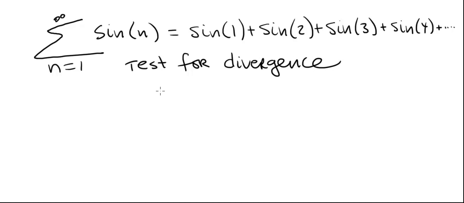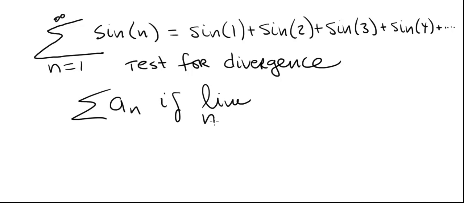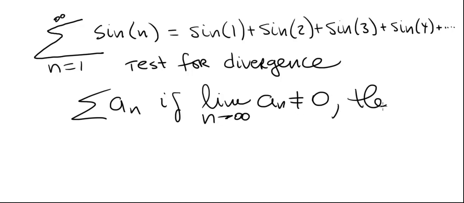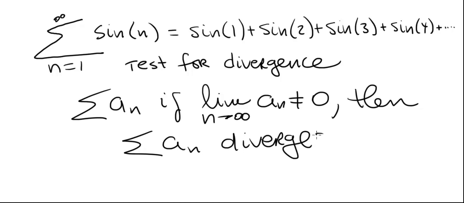What is the test for divergence? Well, when we have a series and the limit as n goes to infinity of a_n is not 0, and that means either it's undefined or it's a finite value other than 0, then our series diverges. That's what the test for divergence says.